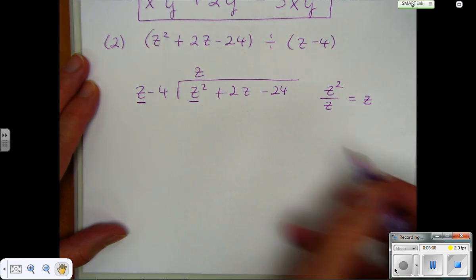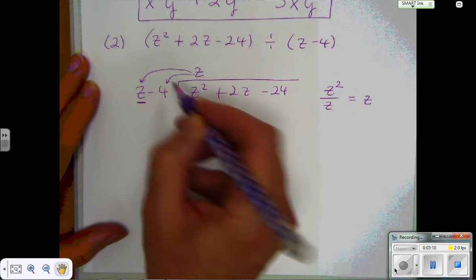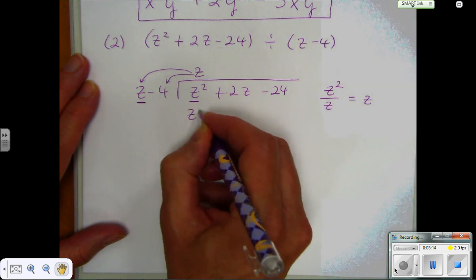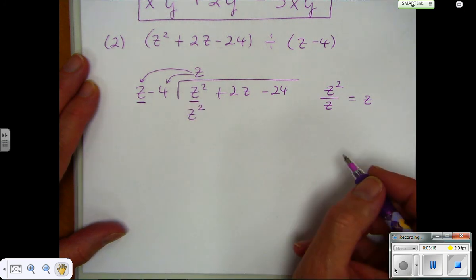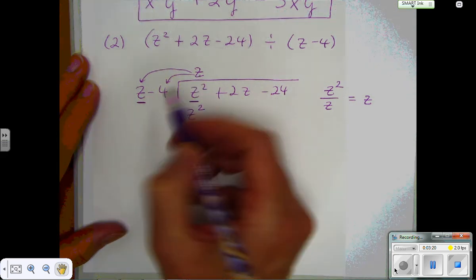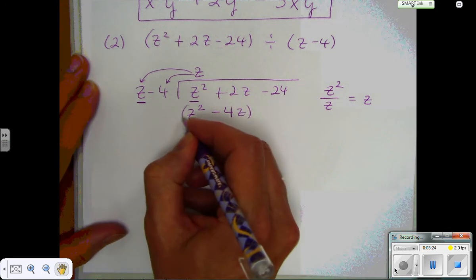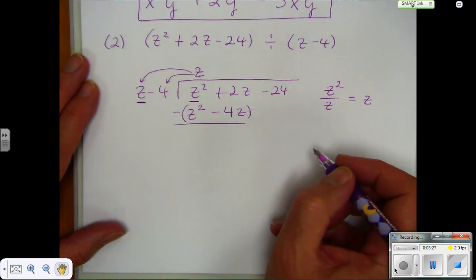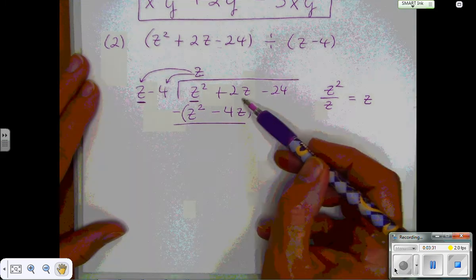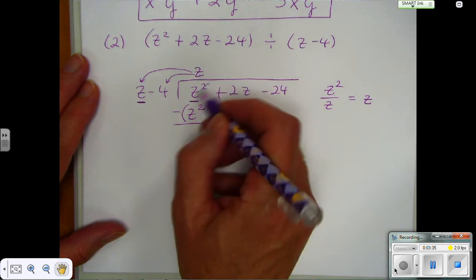Okay, so the second step is I'm going to multiply this back into the binomial. So z times z is going to be z squared. I'm going to write the product right underneath what I'm dividing into. Z times negative 4 is minus 4z. Okay, so I'm going to subtract that product from the terms above it. And every time I do that, the first terms should subtract out. So that's going to be 0.